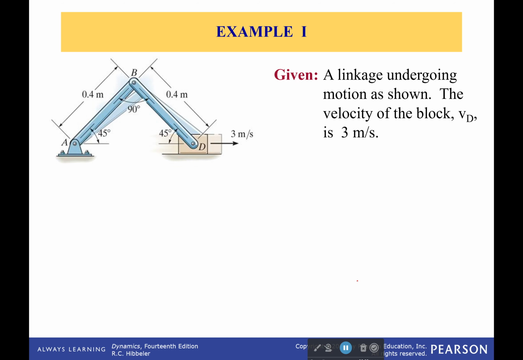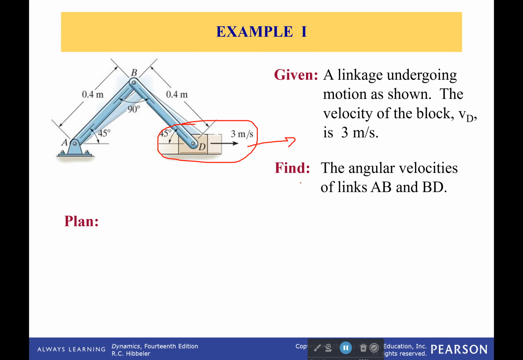So today let's start an example of using the instantaneous center of zero velocity to solve this problem. Can we do it? I believe we can. So let's jump right in. First off, we have this linkage, it's undergoing motion as shown, and the block is moving with a velocity of 3 meters per second to the right. We want to know the angular velocities of links AB and BD.